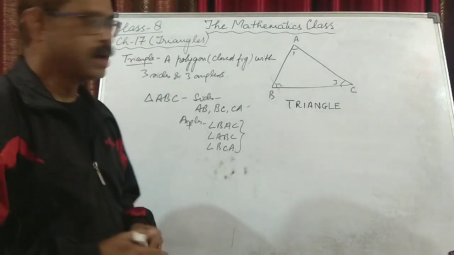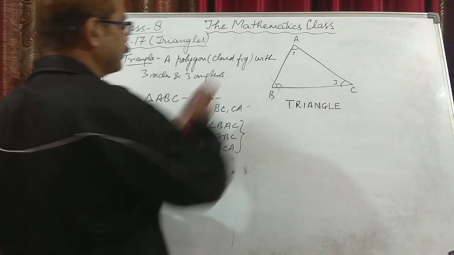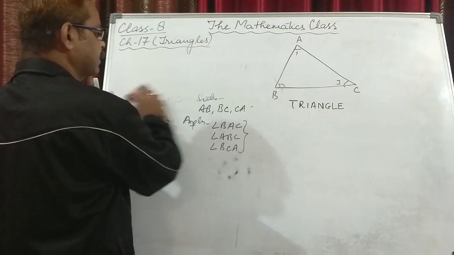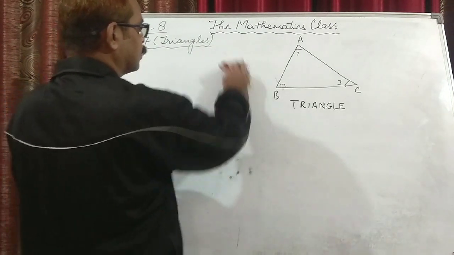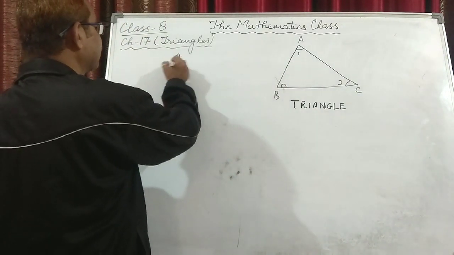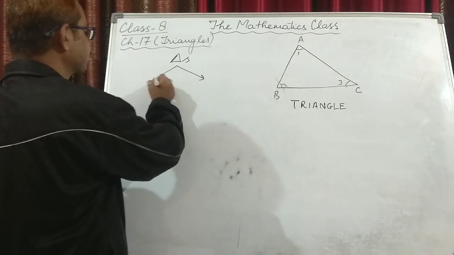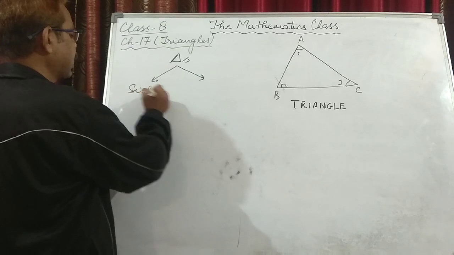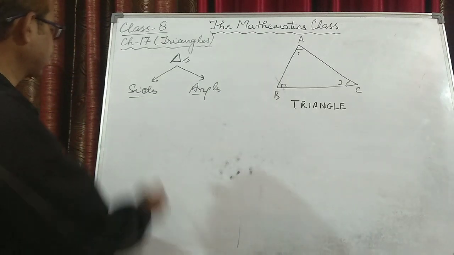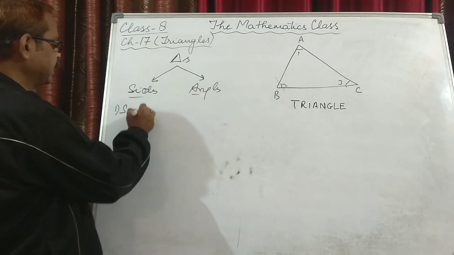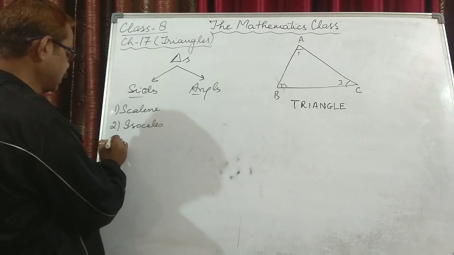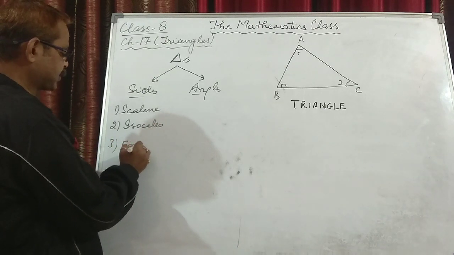Now we will move on to the classification of triangles. Triangles are classified generally on two bases. What is that? Triangles are classified on the basis of sides and angles. Now on the basis of sides, there are three types of triangles. First is scalene triangle. Second is isosceles triangle. And third is equilateral triangle.